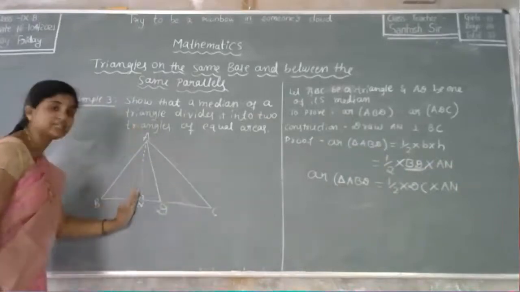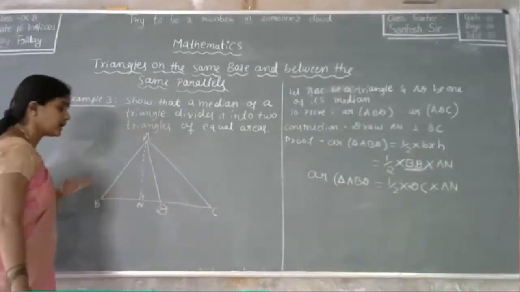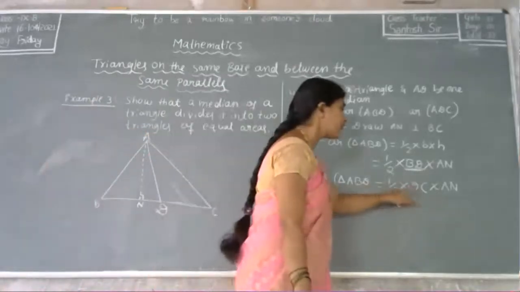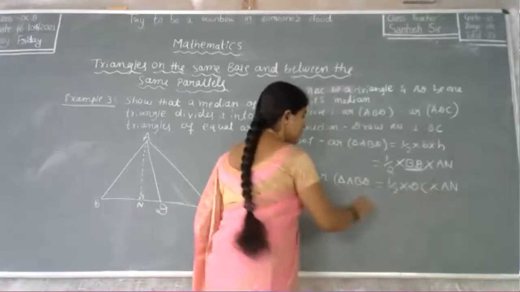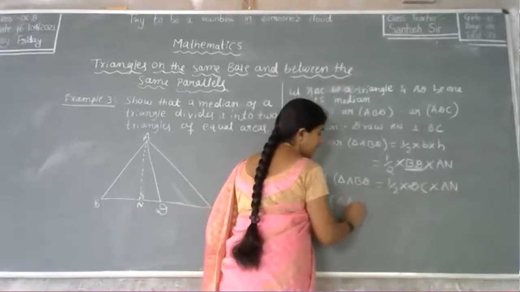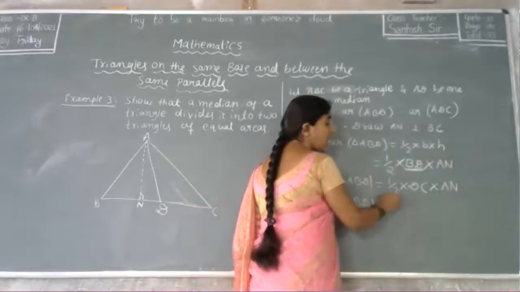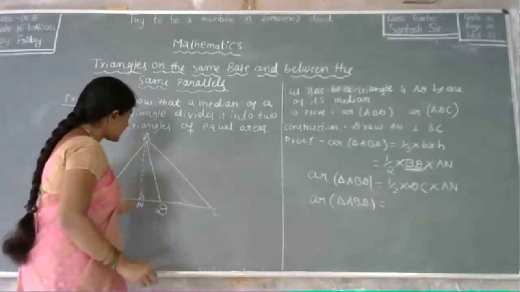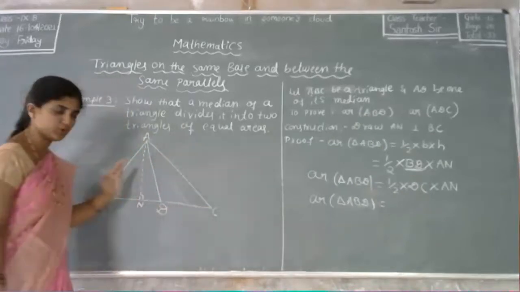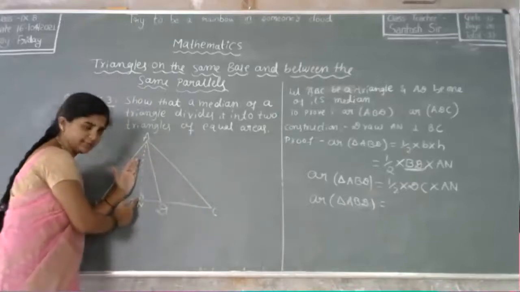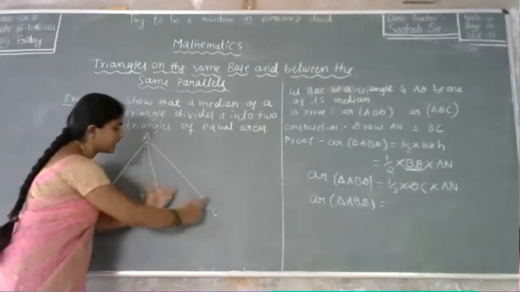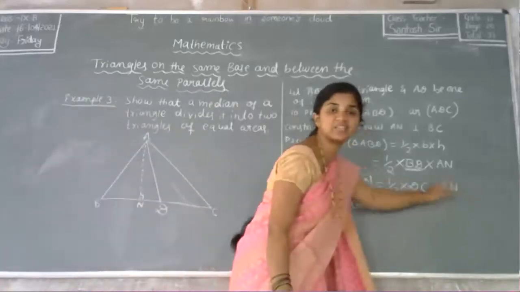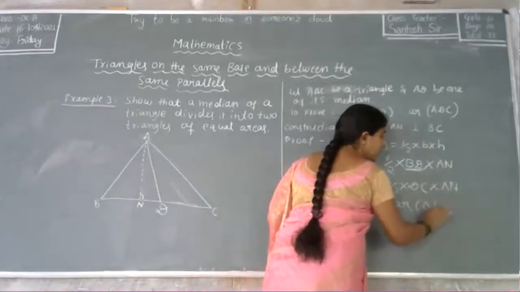We see this is the altitude. So we can take the height of the complete triangle as AN. So now we observe half into DC into AN. So now area of triangle ABD is equal to half into DC, the base of this ADC triangle, and AN is again the height of this triangle. For this triangle this is height, for this triangle also this is height, and for ADC triangle also AN is the height. So half into DC into AN is nothing but the area of triangle ADC.